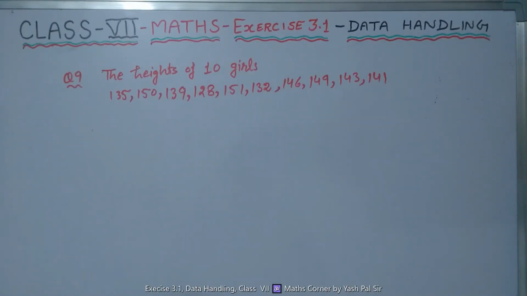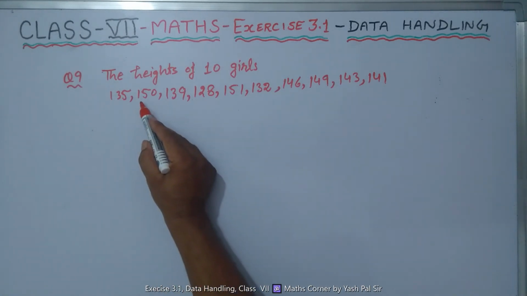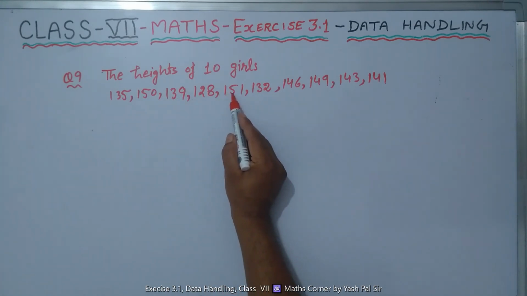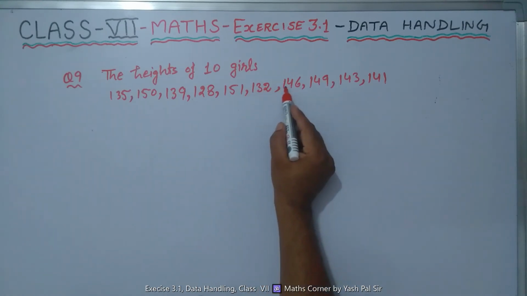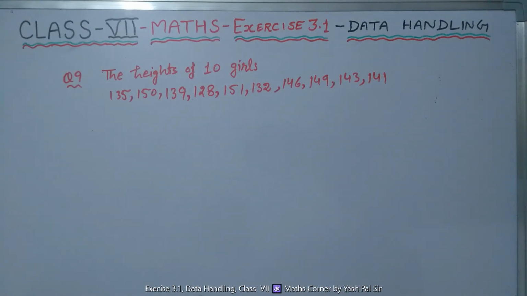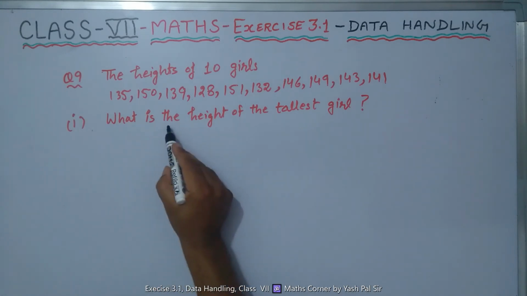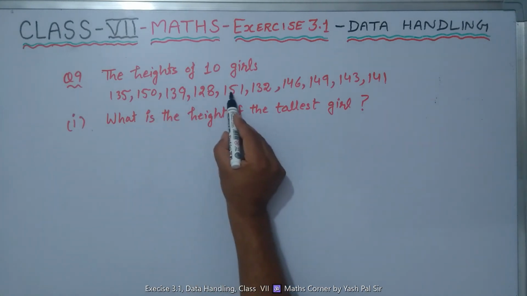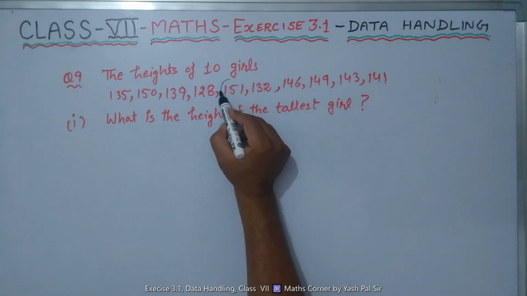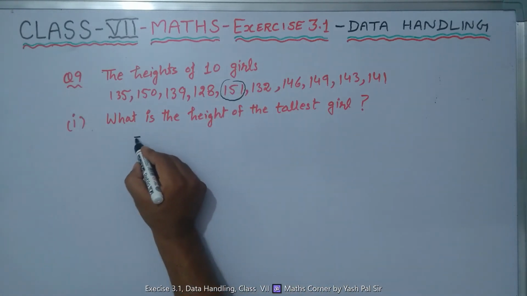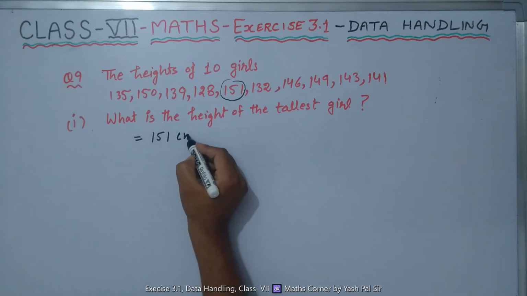Question number 9. The heights of 10 girls in centimeters: 135 centimeter, 150 centimeter, 139 centimeter, 128 centimeter, 151 centimeter, 132, 146, 149, 143, 141 centimeter. So what is the question? First question is, what is the height of the tallest girl? So which is the highest? 150, 151. The height of the tallest girl is 151 centimeter.